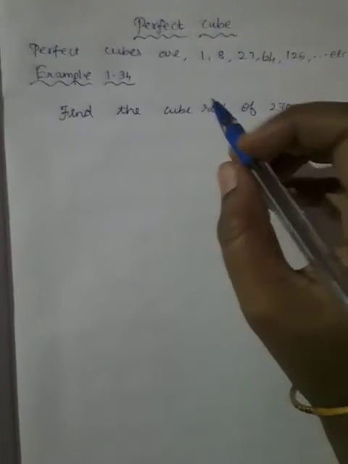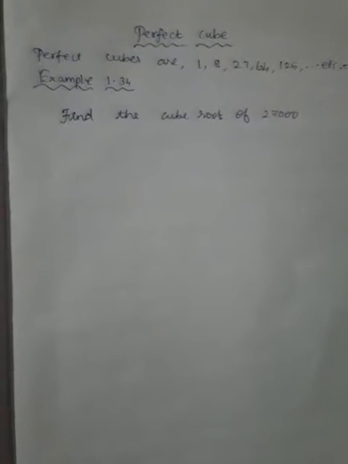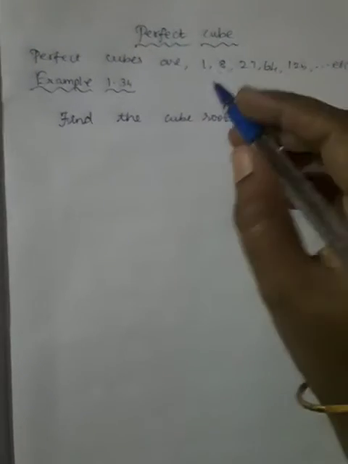For example, the number 1. 1 into 1 into 1 is equal to 1. So 1 is a perfect cube as well as a perfect square. Okay, next one.